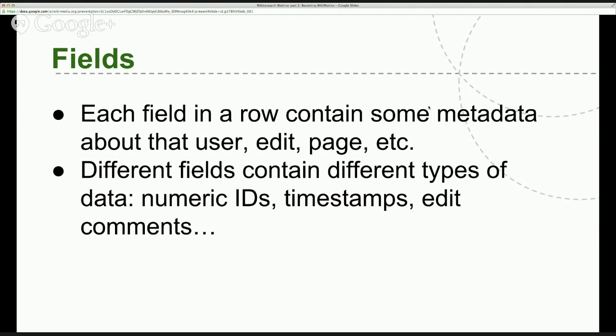So in each database there are tables, in each table there are rows, and in each row there are fields. A field is like a cell in a spreadsheet. It contains some metadata about the row. So if the row is information about a user, a field might be username or user ID or user registration date. These different fields contain different types of data. Some of them are numbers, some of them are timestamps, some of them are strings of text like edit comments.